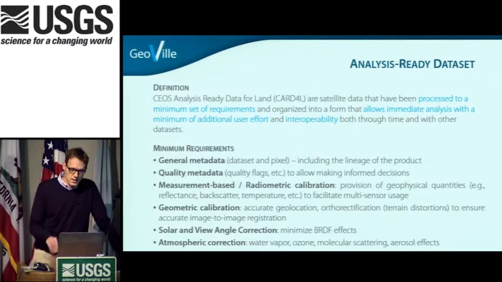This is very important, as I will show later on, to make informed decisions, so also to decide and select the data set. Then of course it requires measurement-based geophysical quantities, be it reflectance, backscatter, temperature or whatever. Accurate geolocation is very important, and then for optical data, for example, also solar and view angle correction and atmospheric correction. Just a few things.